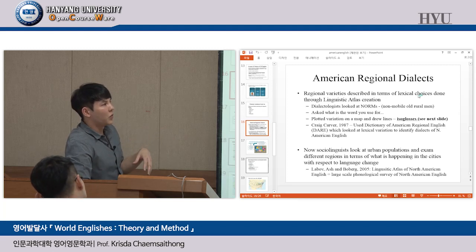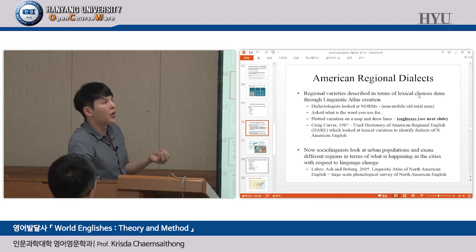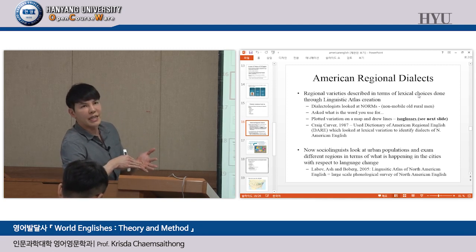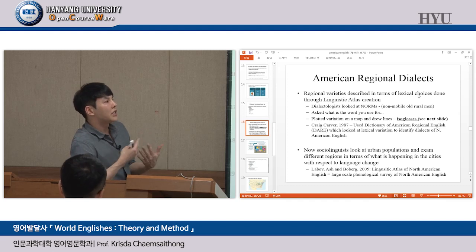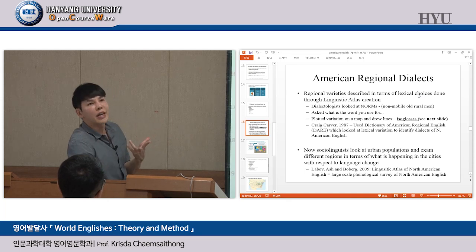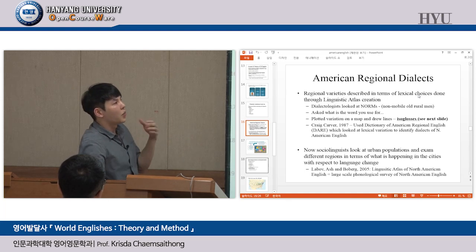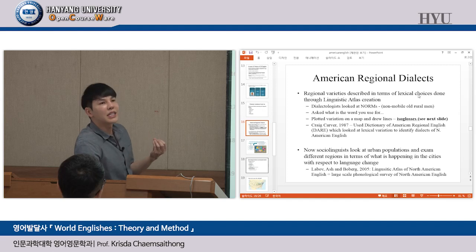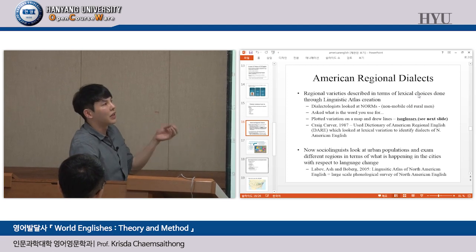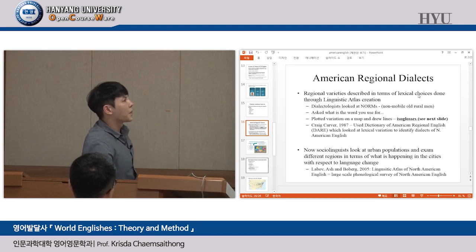So that's why we use the norm, right? Non-mobile or rural men, because we believe that they give us authentic data. Their speech has not been influenced by anything, by education, by contact with other languages, and so on. So what they speak is authentic data for regional dialects, right? They have lived there for a long time, so they are familiar with the area and so on.